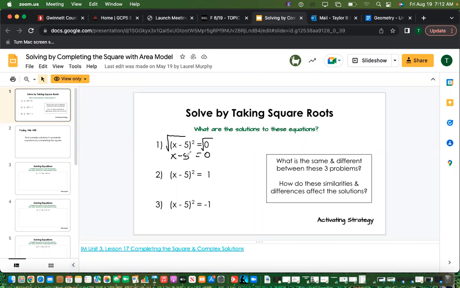So how am I gonna go about solving this now? Add the 5 to both sides. And so that's going to give me x equals 5. How many real solutions does this have? One real solution.